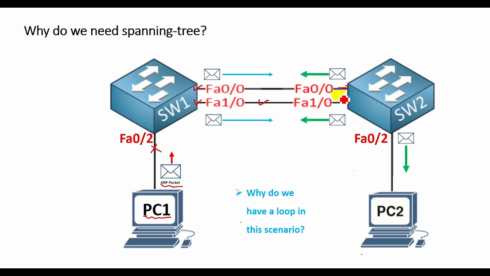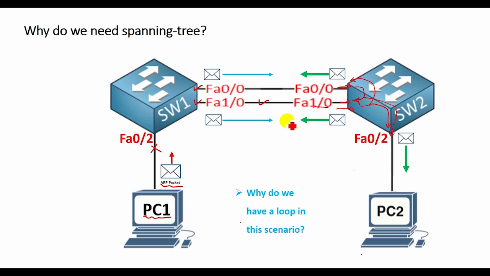This means that the frame that was received on interface FastEthernet 0/0 will be forwarded on interface FastEthernet 1/0 and FastEthernet 0/2. The frame that was received on interface FastEthernet 1/0 will be forwarded on interface FastEthernet 0/0 and FastEthernet 0/2. Do you see where this is going?